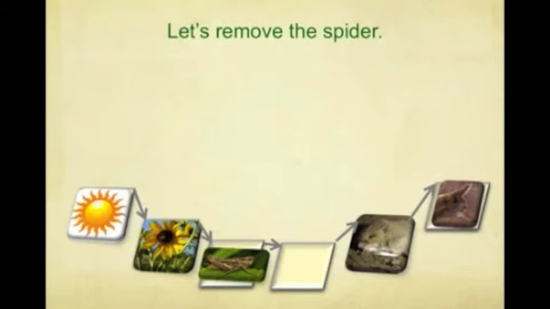Of course, it's a lot more complicated than that, but the take-home message here is each link in this food chain is important. And if you take one organism out, or if you disrupt the population of one organism, you're going to affect all the other organisms in the food chain.